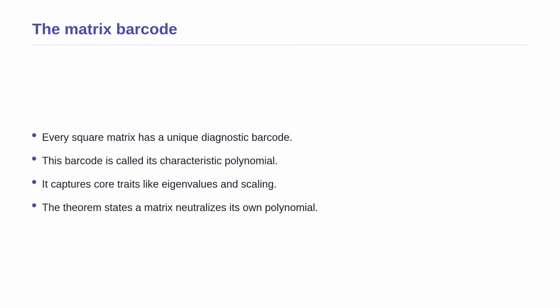To begin, imagine you buy a complex industrial coffee machine, and it comes with a unique diagnostic barcode printed on the back. In linear algebra, a square matrix is exactly like that complex machine, and its characteristic polynomial is the diagnostic barcode. This polynomial captures the core identity of the matrix, such as its eigenvalues, which describe how it stretches or shrinks space. The Cayley-Hamilton theorem states something incredibly magical. If you feed the machine its own diagnostic barcode, the machine perfectly neutralizes itself and powers down to zero.